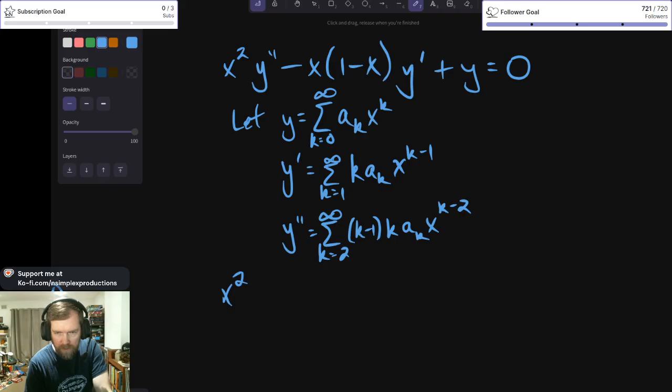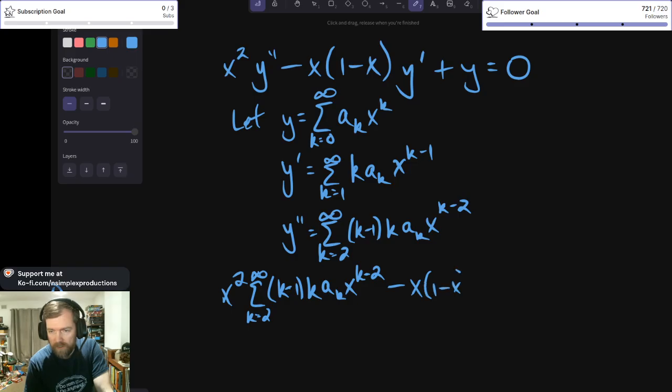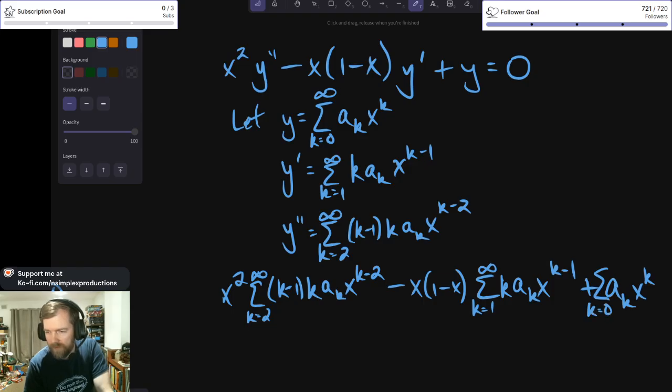So this is x squared times the summation k goes from 2 to infinity of k minus 1 k a sub k x to the k minus 2 minus x times 1 minus x times the summation k goes from 1 to infinity of k times a sub k times x to the k minus 1 plus y, a sub k x to the k inside of a summation in the first place. It goes from 0 to infinity.